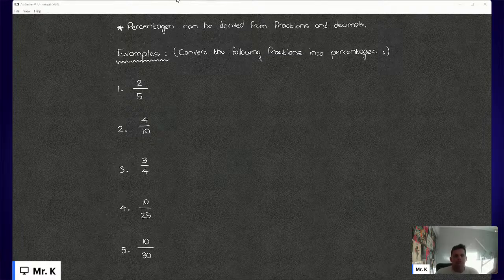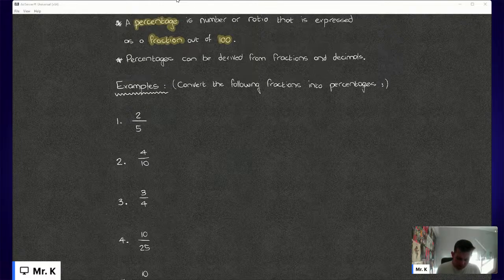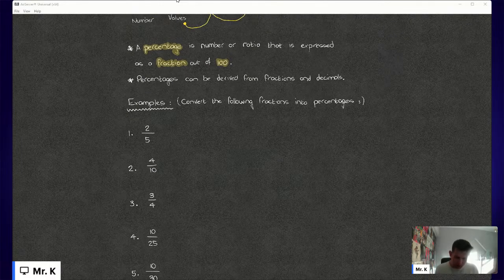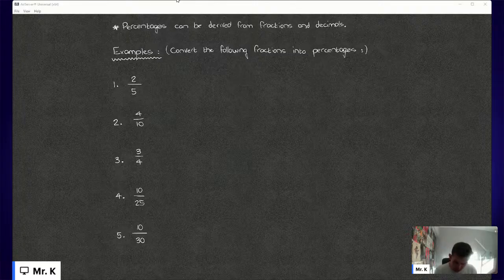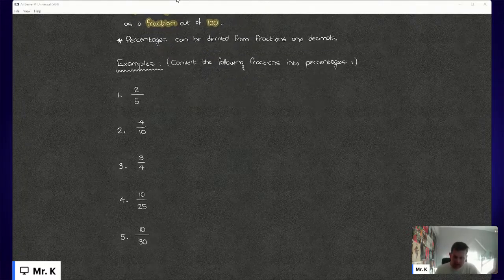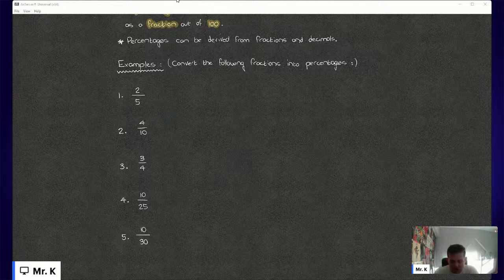Right, so how are we going to convert these into percentages, guys? Well, like I said to you, the first thing that we need to remember is that when we work with percentages, we always want to express our value as a fraction out of 100. So let's say I have the number, or the fraction, 2/5. How would I change this to be a percentage? Well, the first step is for me to change it to be a fraction out of 100.